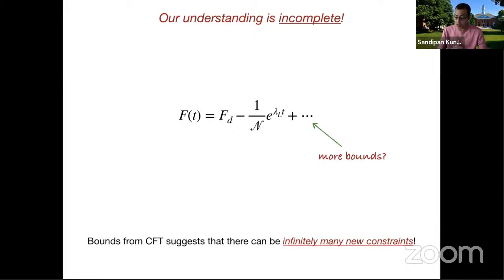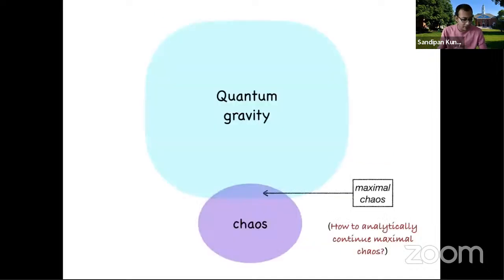This expectation is also supported by some CFT results, indicating that we might be missing infinitely many new constraints. There is a related question which is of interest to all high-energy theorists. As I mentioned before, maximal chaos provides a bridge between quantum gravity and quantum chaos. However, we practically know nothing about how to analytically continue maximal chaos beyond the scrambling time. Surely this should be of importance in quantum gravity.